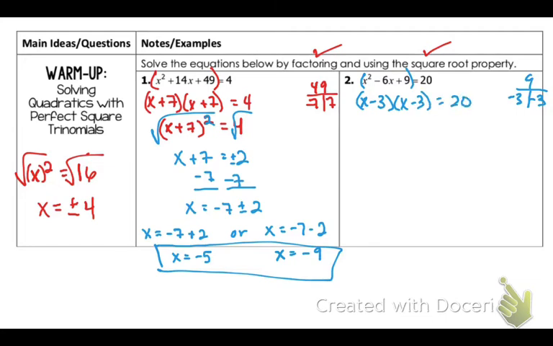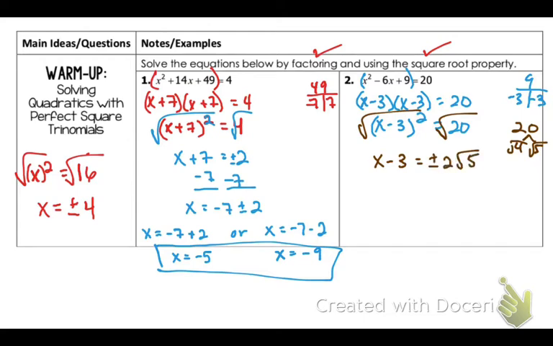Okay, so then we have x minus 3 is equal to 20. I'm going to rewrite that with the square. But remember, now I'm going to take the square root because I'm doing the square root method. So I'm left with x minus 3 is equal to, now 20, you can break that up into 4 and 5. 4 is a perfect square, so we're going to get plus and minus 2 square root of 5. Now I'm going to add 3 to both sides.